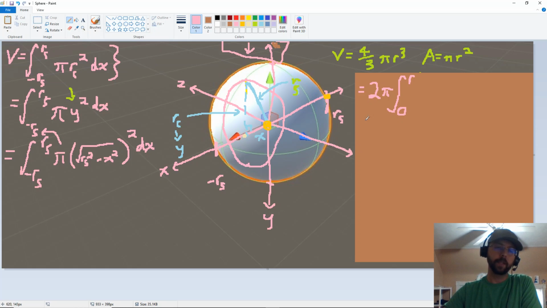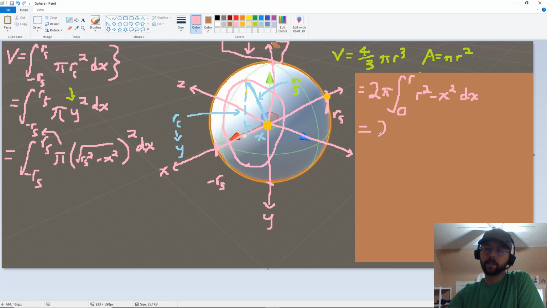We're squaring it so we can get rid of that. So once again, r sub s, we're just going to call it r, because it makes it a little easier for me trying to write it with my mouse. R squared minus x squared dx. And now you can actually solve this. You can take the integral.